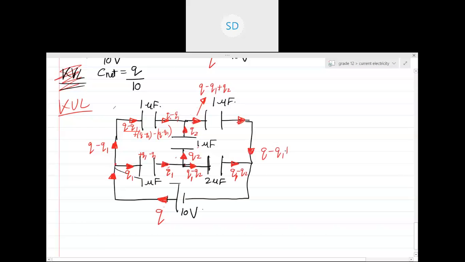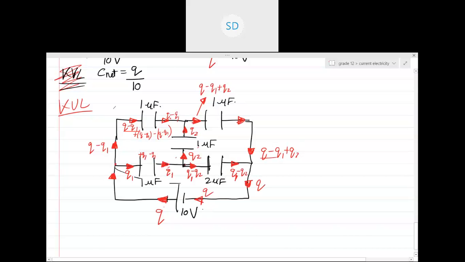Q minus Q1 plus Q2. When you add this and this together, can you see my Q1 will get cancelled with Q2, and automatically the same charge is returning back to the battery. Is this clear? Yes, sir.